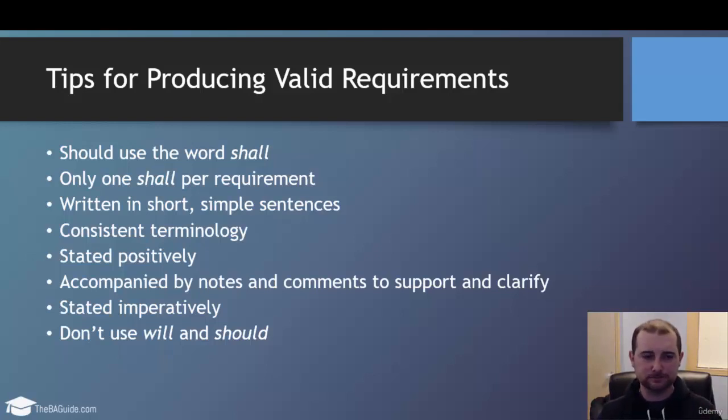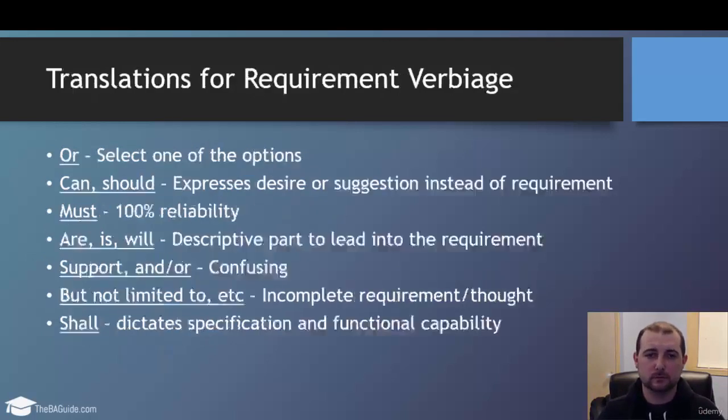You're not asking a question. And last, don't use will or should. Again, it goes to the imperative. It just causes confusion, and it adds some generalness to something that you want to be very, very straightforward.